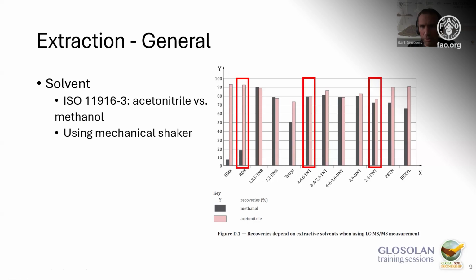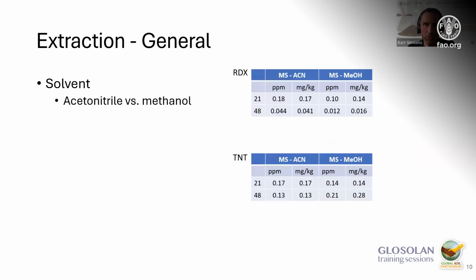So we try to verify these results using our own extraction and our own tool. And this is basically what we noticed for RDX and for TNT. 21 and 48 are the numbers of two of the samples that arrived from Ukraine. MS stands in this case for mechanical shaker, with acetonitrile or methanol as the extractant. And so we compare RDX and TNT.